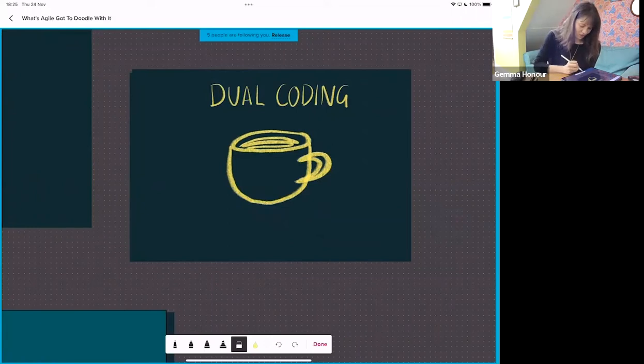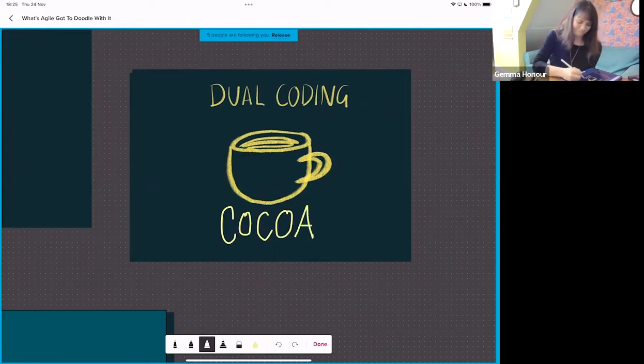However, if I change the text and put the word cocoa, does that change the meaning for you? Annoyed, I wanted tea, yeah. Does that change the feeling behind that? Cozy, yeah. Absolutely. For me, it's got a completely different resonance to the idea of having coffee in it. Coffee is quite energetic, cocoa is quite warming, it's quite cozy, it's quite relaxing.